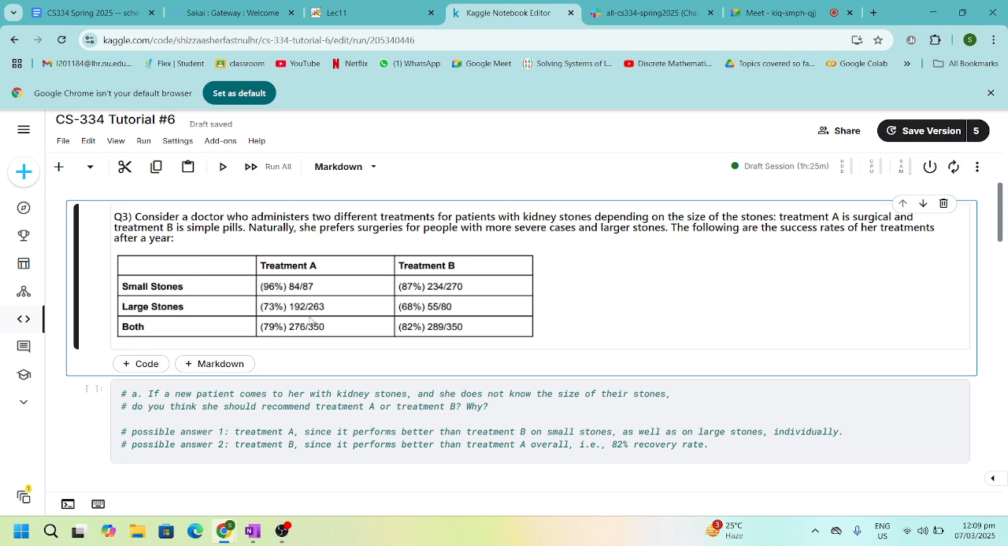The following are the success rates of her treatments after a whole year. So, let's see. Using this data, you want to tell, okay, the doctor has a new patient who has kidney stones, and suppose hypothetically the patient does not know the size of the kidney stones. Intuitively, would you recommend treatment A to this patient or treatment B to this patient? There are two different answers to this. Actually already added them over here, but anyway.